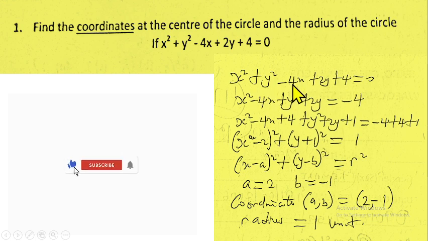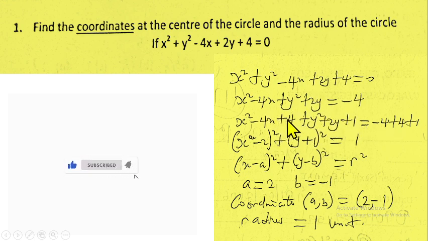We can collect like terms here. That will be x squared minus 4x plus y squared plus 2y. Then take the constant to the other side, that will be minus 4. Then you can complete the square as well. If you have minus 4 here, that will give us 2, then square it, that will be plus 4. If you have plus 2 here, that will give us 1, then square it, that will give us plus 1 as well.